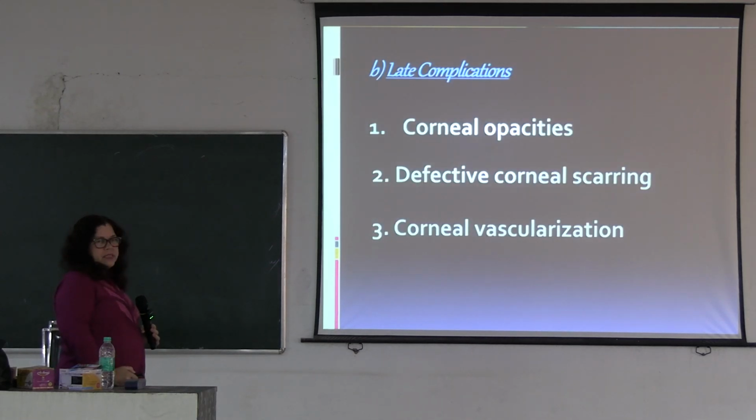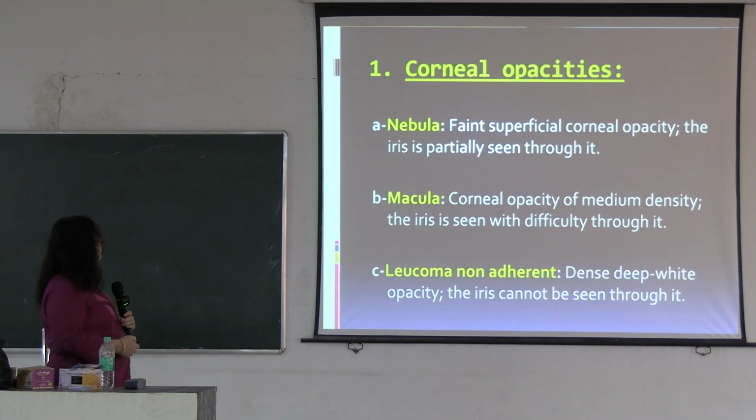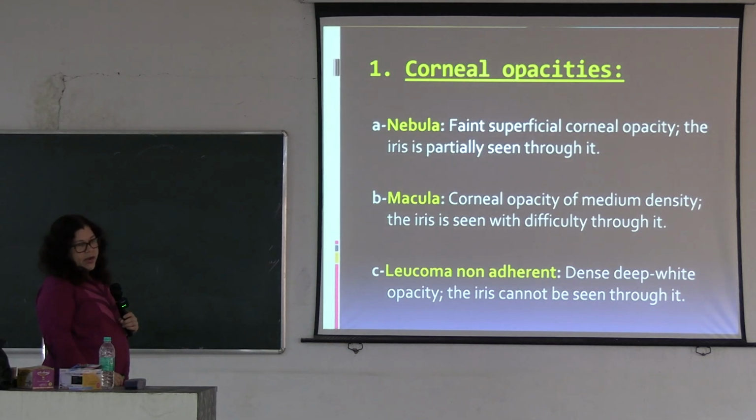Then late complications. Late complications may be corneal opacity, defective corneal scarring, and corneal vascularization. We already discussed vascularization, two types, deep vascularization and superficial vascularization. That is the clinical conditions of the diseases of cornea. Then corneal opacity. Here corneal opacity is of three types: nebula, macula, and leucoma non-adherent.